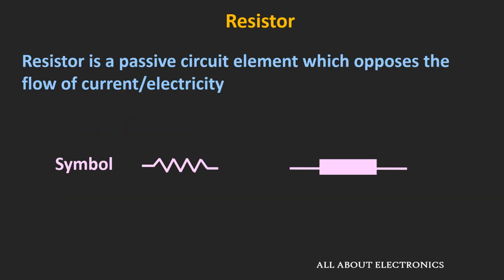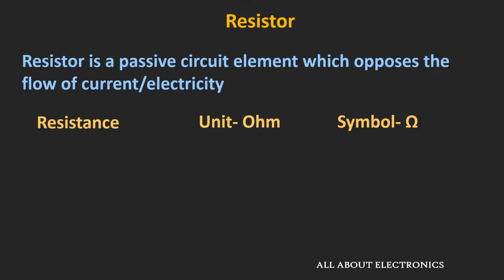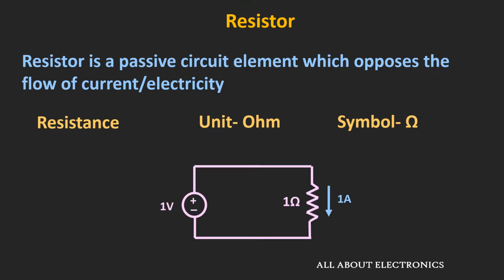Now as we know, the resistor is the passive circuit element which opposes the flow of current or electricity, and symbolically it can be represented by these symbols. The property of the resistor to oppose the flow of current is known as resistance, and it is defined by the unit of ohm. For a given resistor, if 1 volt is applied across it and 1 ampere of current is flowing through it, then we can say that the resistance of that resistor is 1 ohm.